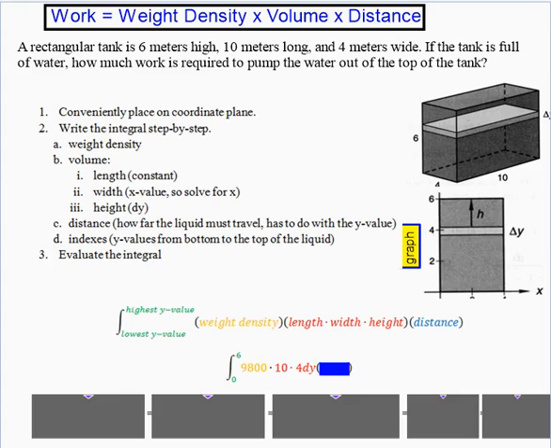And the distance that it has to be moved: if we think about this little sheet here at y equals 2, it has to be moved 4 meters, which is 6 minus the y value. 6 minus 2 gives us that. So we want to do 6 minus the y value.